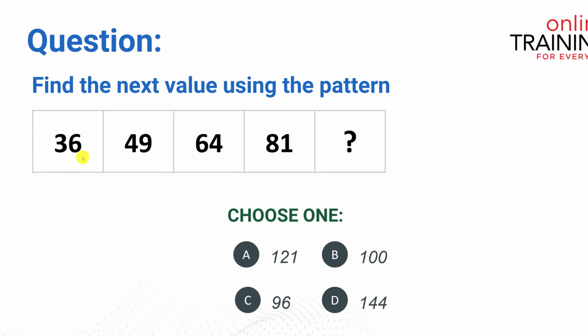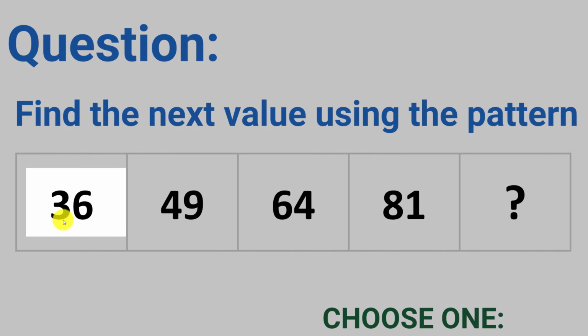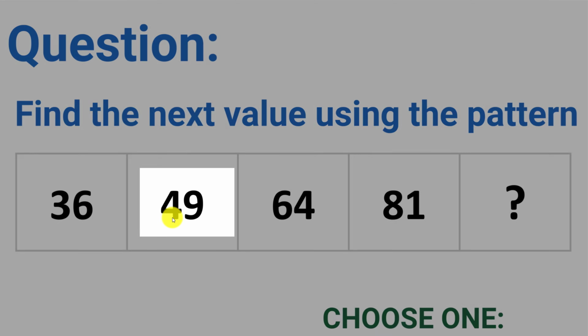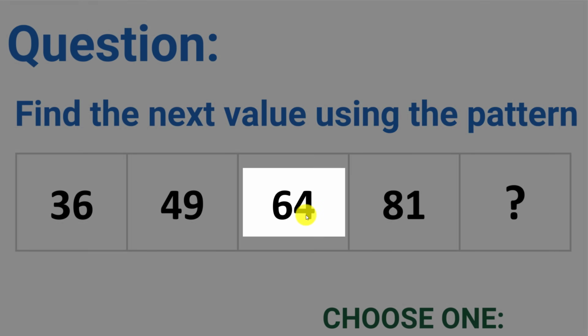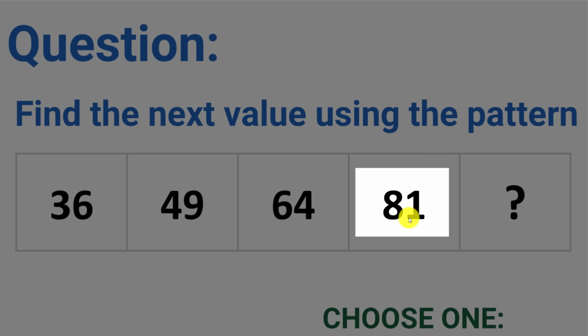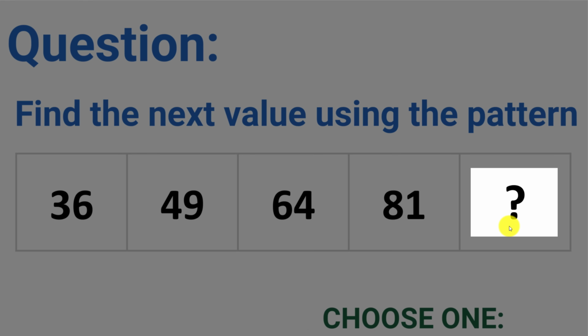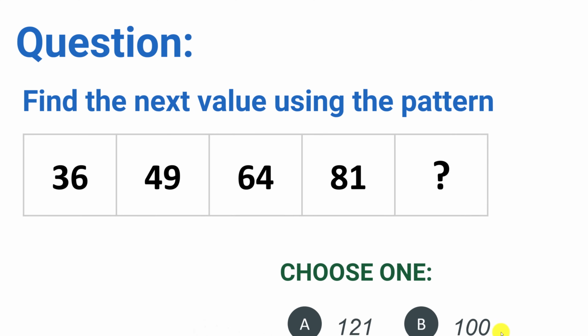Let's see if we can nail the answer. If you look closely, you see that there is a square pattern here. 6 by 6 is 36, 7 by 7 is 49, 8 by 8 is 64, 9 by 9 is 81. Can you guess the next one? 10 by 10 is the equivalent of 100.